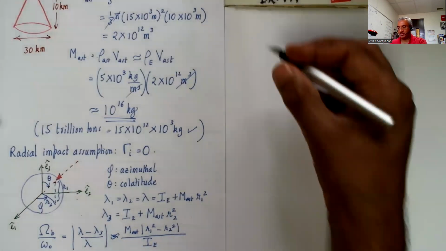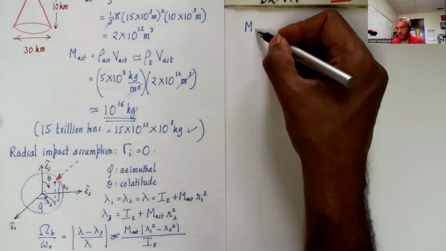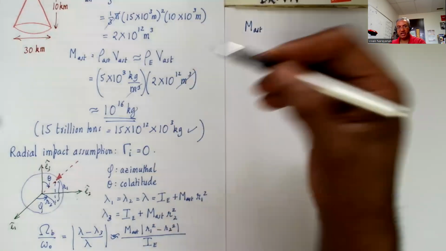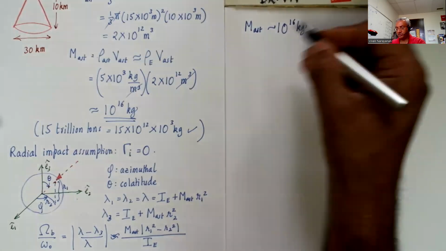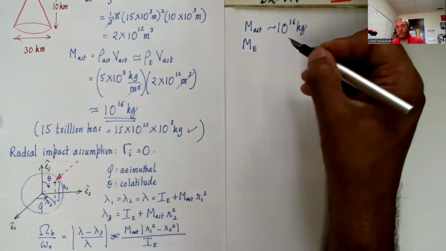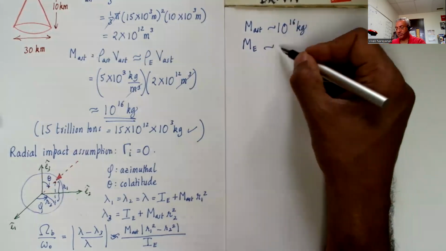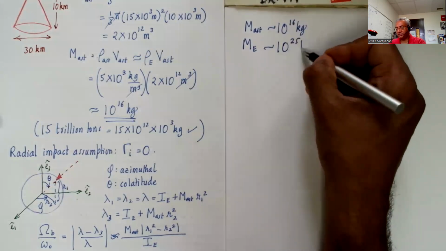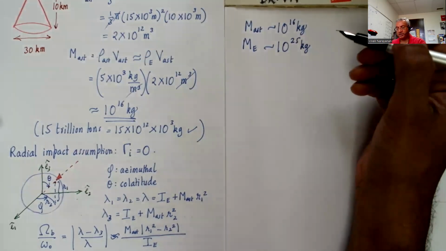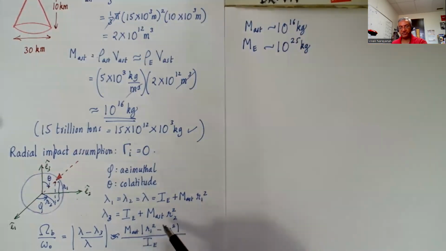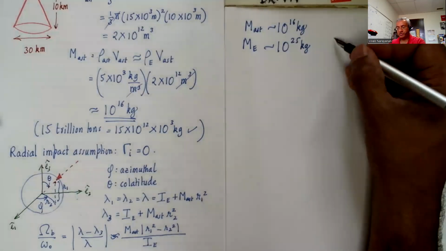So we're going to make the assumption that because the mass of the asteroid is only 10 to the 16 kg, and the mass of the Earth is about 10 to the 25 kg, it's a full 9 orders of magnitude more. So that clearly justifies the removal of the asteroid mass times r1 squared from the denominator. So I have that. What is the moment of inertia of the Earth?